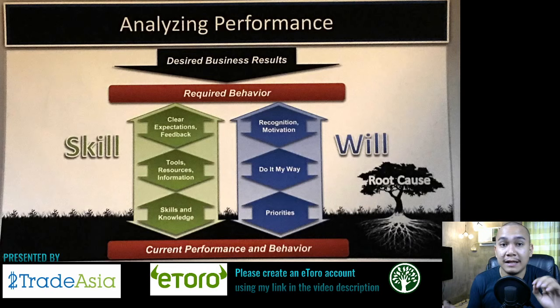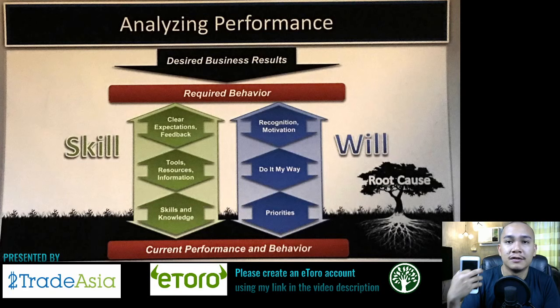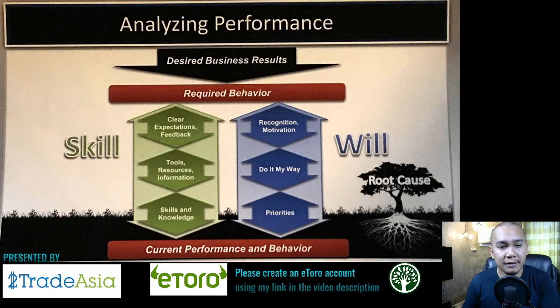It has to be clear to the people. Minsan kasi isa yan sa problema, hindi clear instructions natin. So, andyan po yan sa skill. You don't have clear expectations and feedback. Right? So, this is important. Baka hindi clear yung expectation. So, you have to be clear. Our required behavior is 30 cell phones assembled every day per employee. So, let's use that as an example. Okay? Now, his current performance and behavior is important. Right? So, if ever hindi niya nami-meet yung required behavior, yung current performance behavior niya mababa, then there's a problem there.